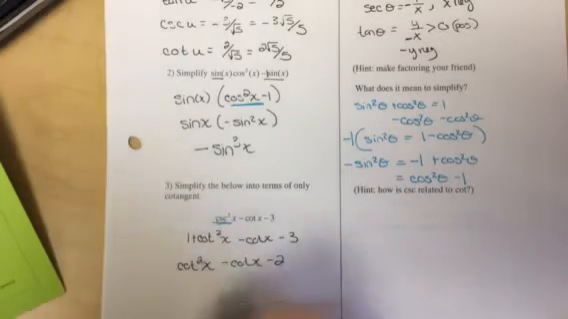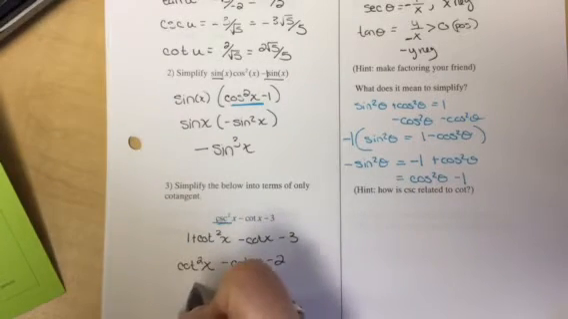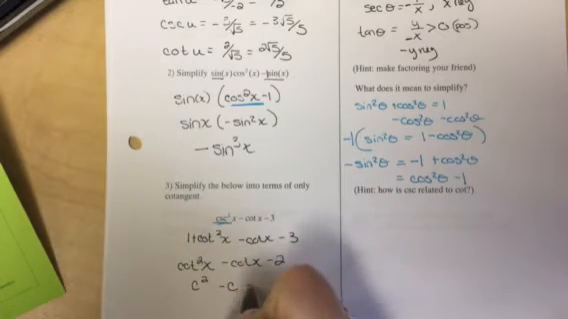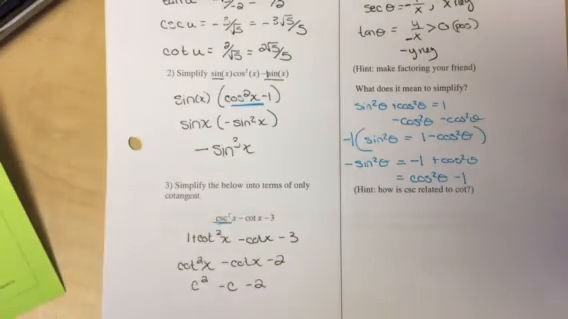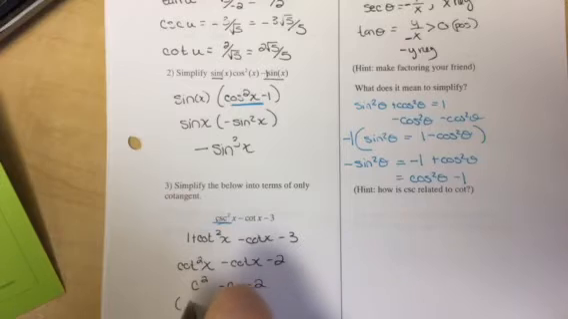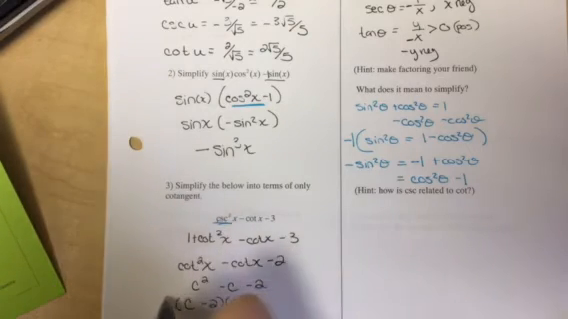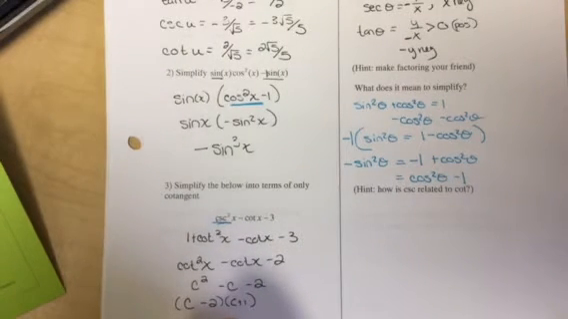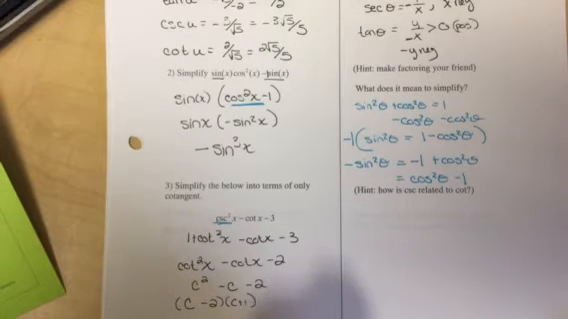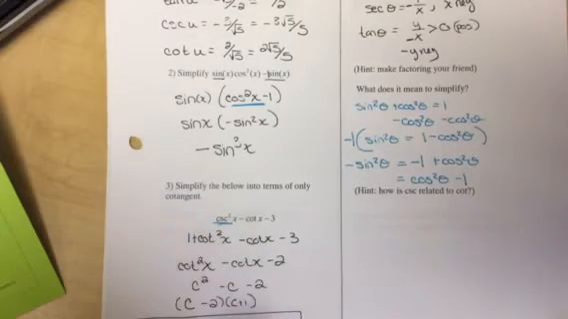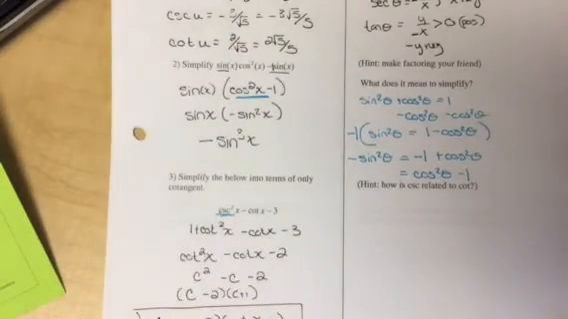If you can't see how to factor this, I'm going to rewrite it for a second. Instead of calling this cotangent, let's just call it c squared minus c minus 2. I know that you can factor that. It's going to be c minus 2 and c plus 1, but we didn't have c's, we had cotangents, so cotangent x minus 2, cotangent x plus 1. And this is as simplified as it gets because there's nothing else I can do to that expression.